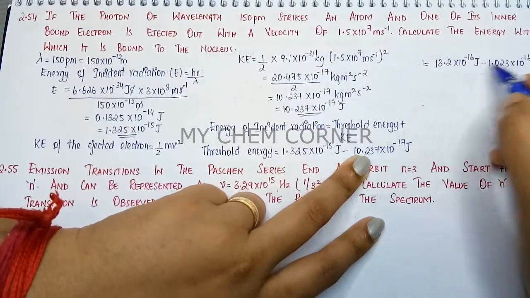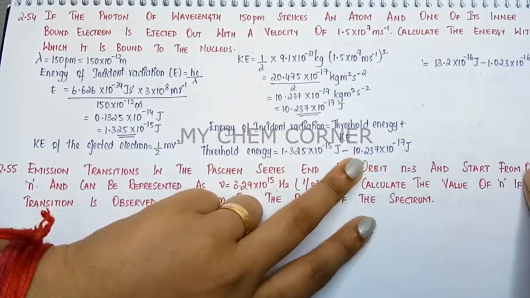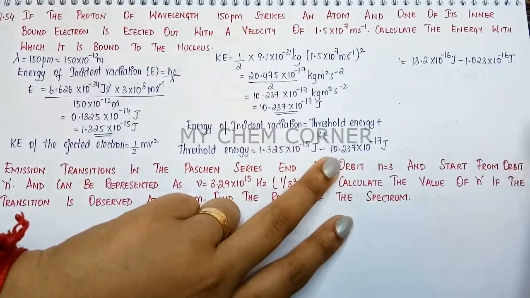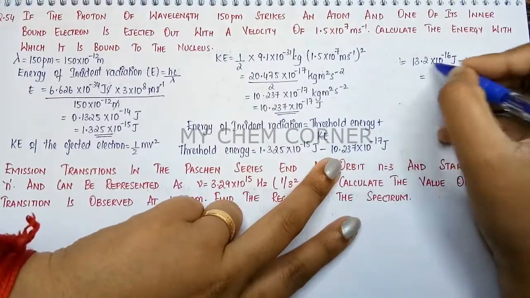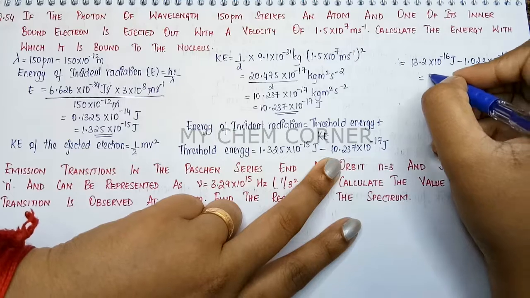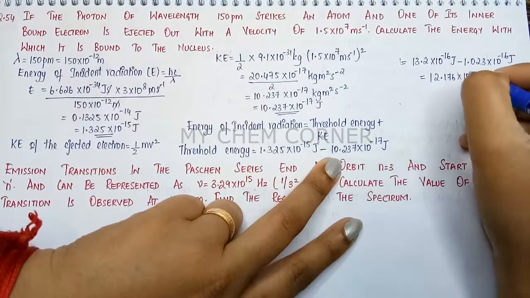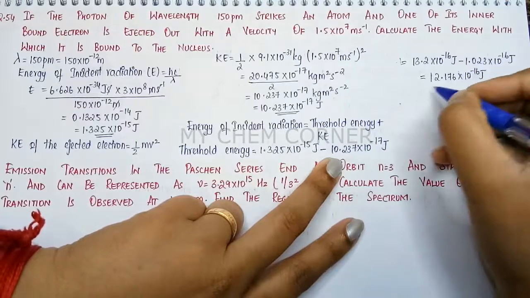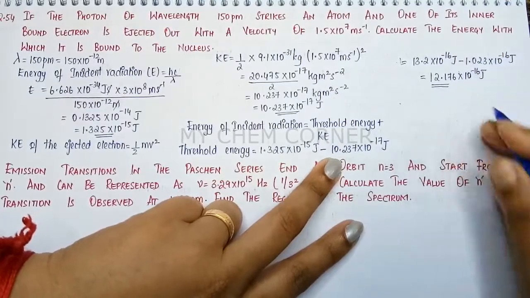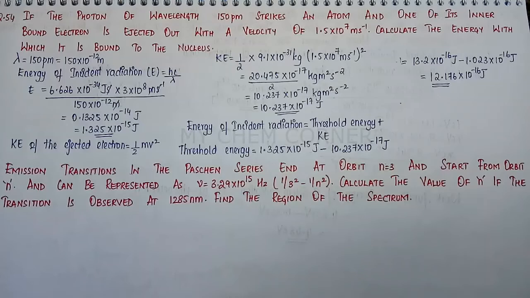In addition and subtraction, the powers have to be the same. That's why we do this entire simplification. Now, when you simplify both of these, it will come to 12.176 × 10^-16 joule. This is going to be the threshold energy required for this question.